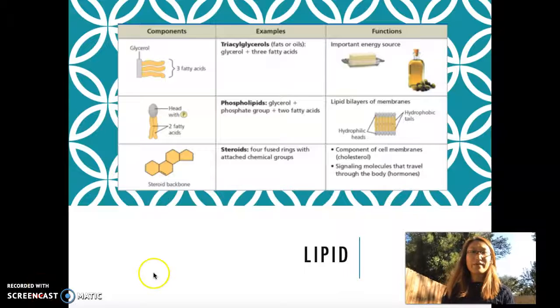Hello students, in this video we're going to talk about lipids. Lipids are made up of carbon, hydrogen, and oxygen, just like carbohydrates, but the ratio of those three elements is different, and how those three elements are bonded is also different.